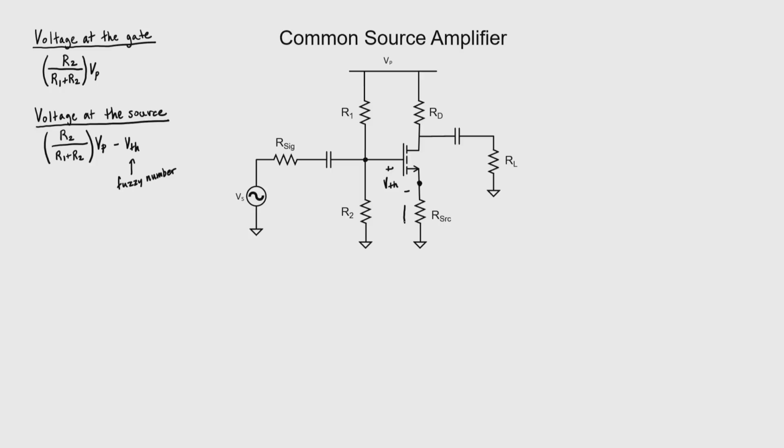Let's now find the source current, or the current down here through the source. We have a slight nomenclature problem because we have the source, meaning the signal, and we also have the source of the transistor. So I'll try to use source to refer to the source of the transistor, and I'll try to use signal at the input. Since we know the voltage at the source, we just need to divide it by the source resistance in order to find the current.